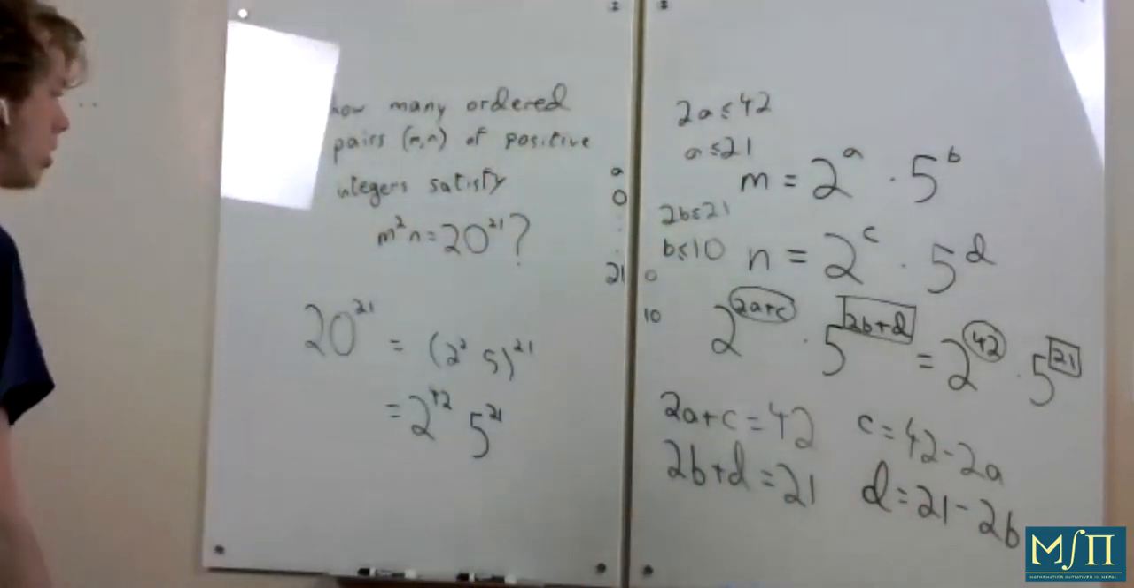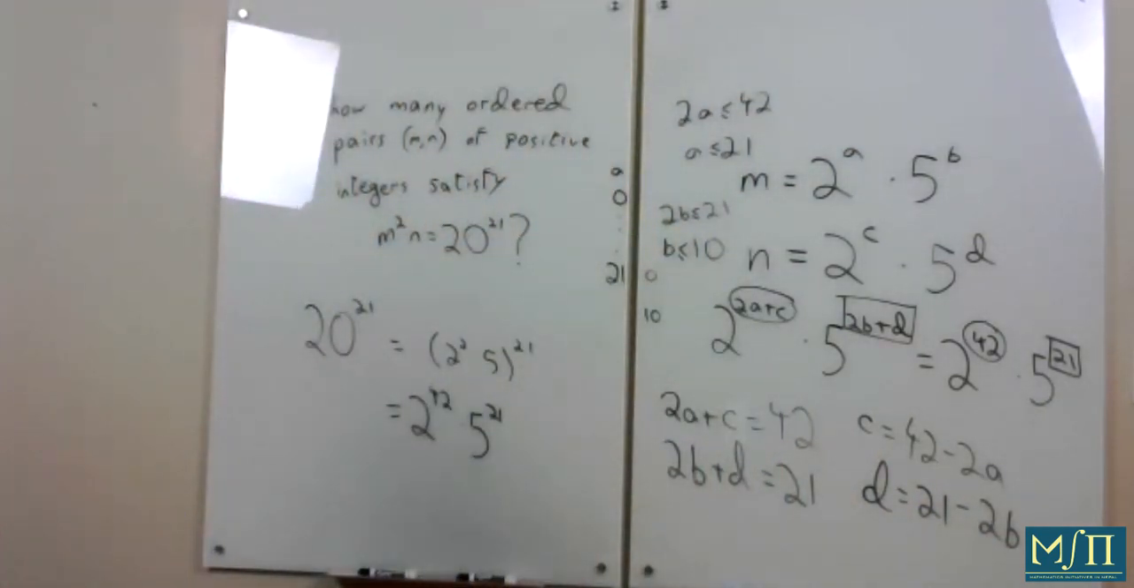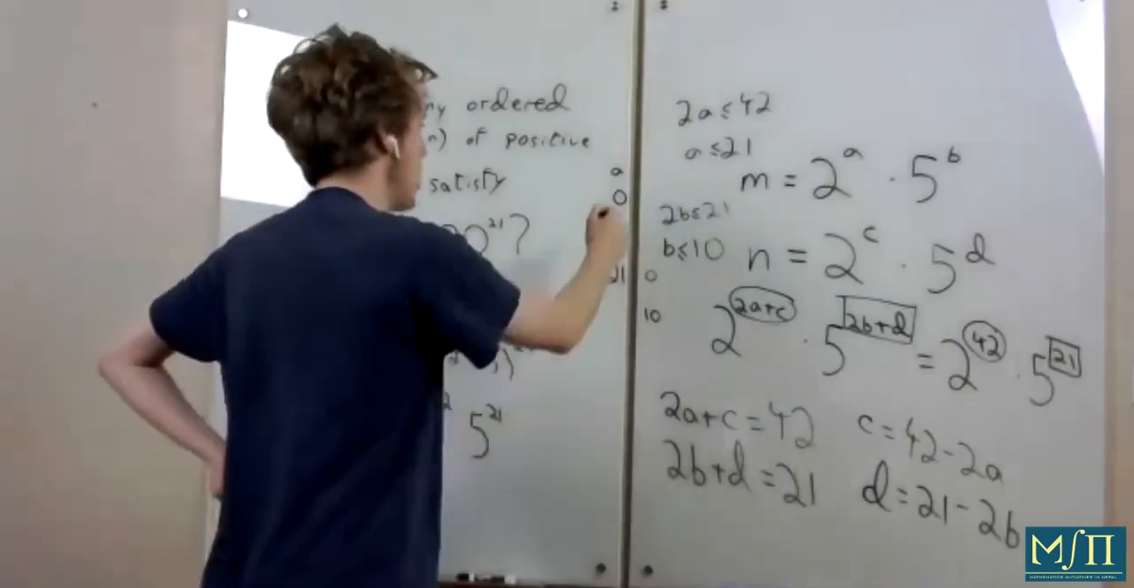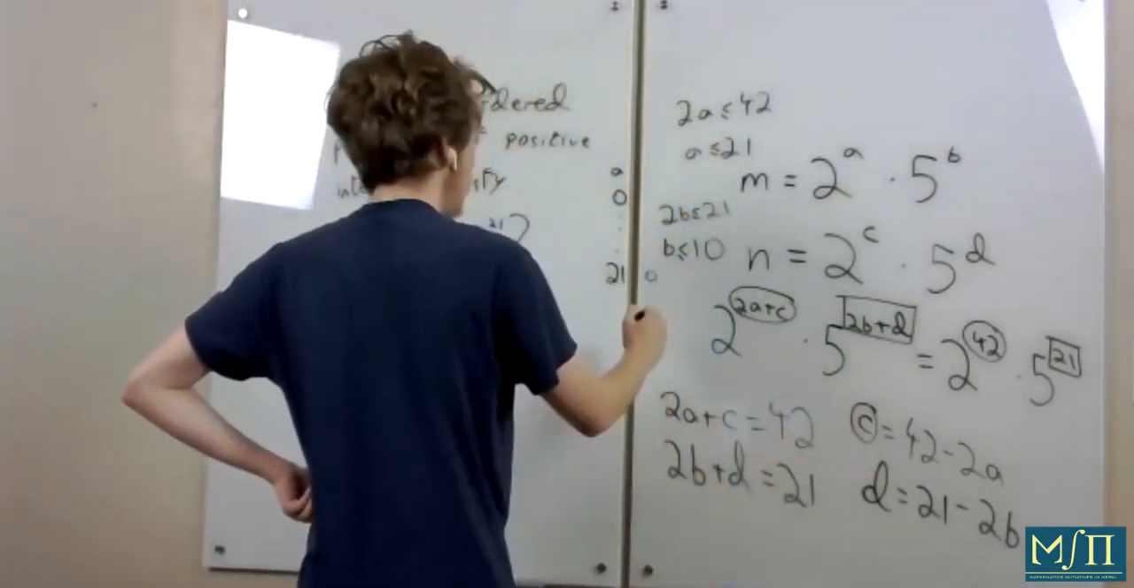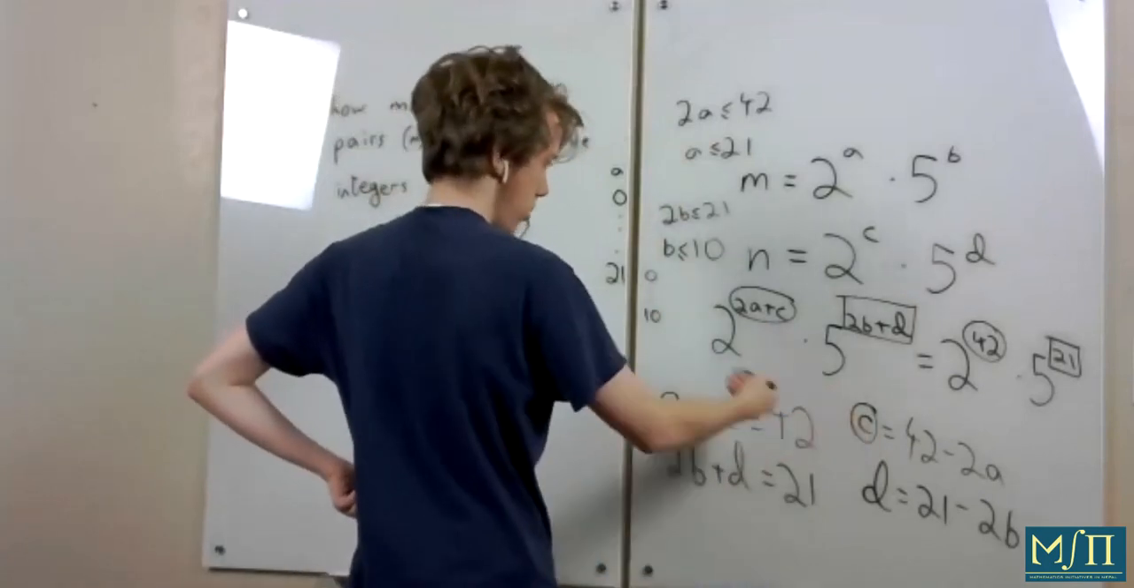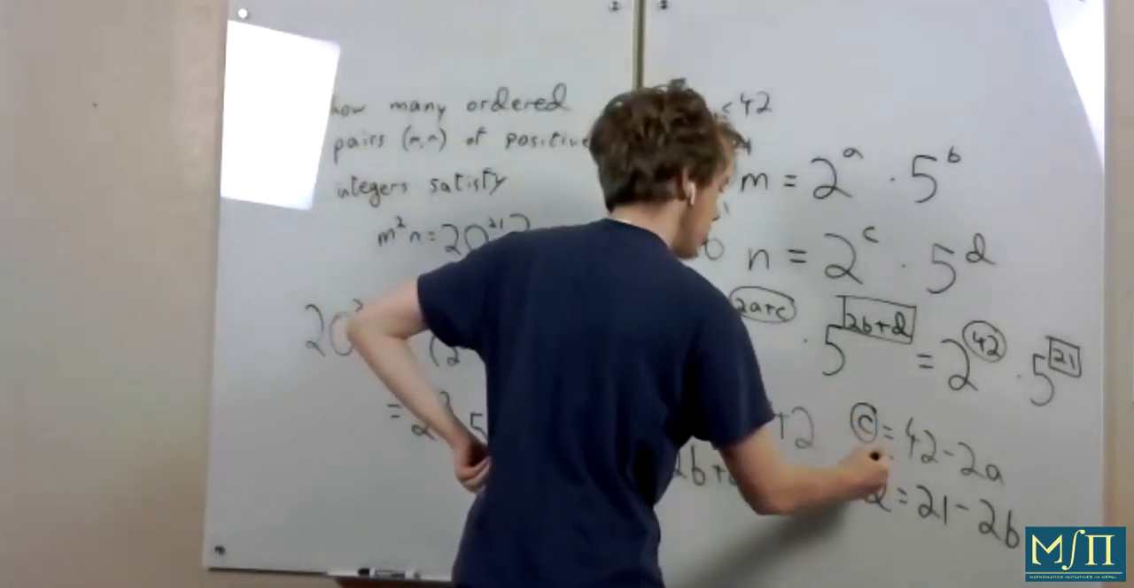So there are 22 ways to choose a, and then that determines c. There are 11 ways to choose b, and then that uniquely determines d.